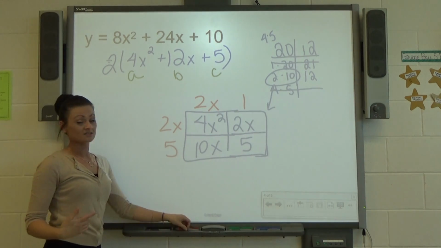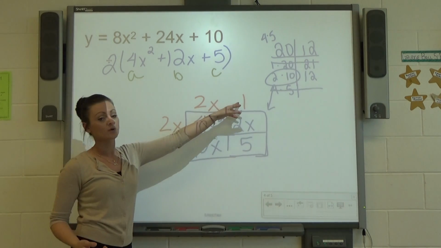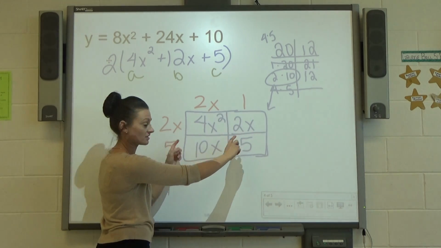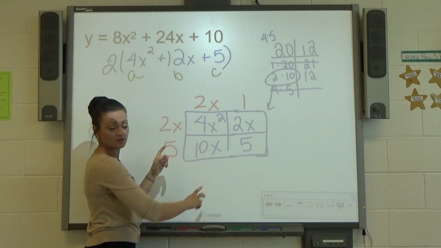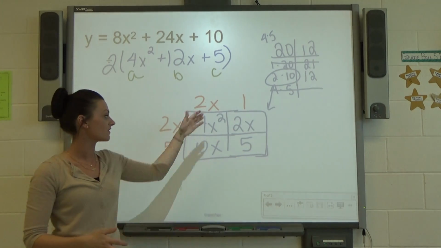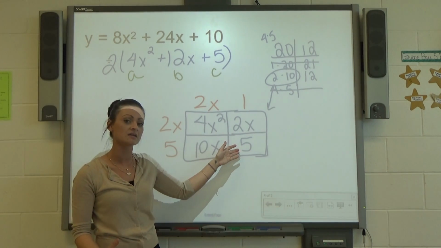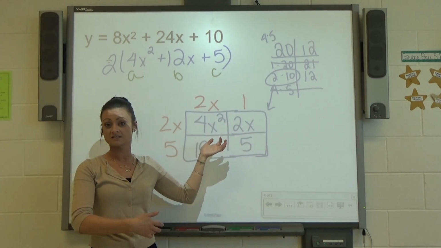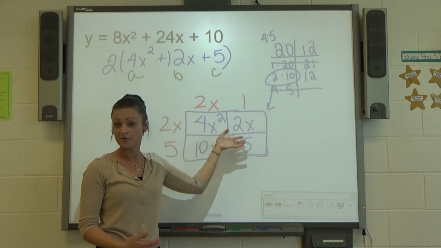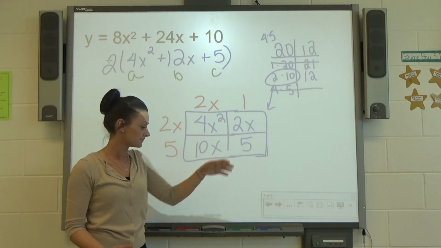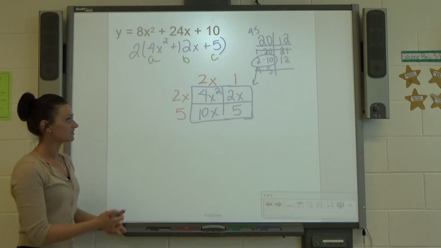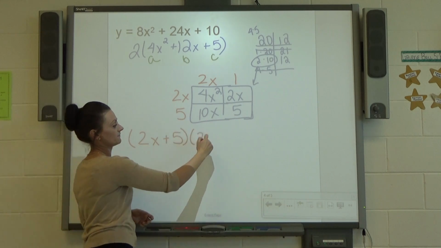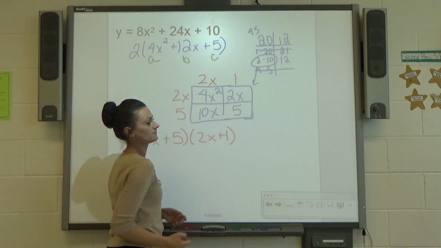Now, if I'm thinking about this in terms of multiplication, the reason I put 1 here is 2x times 1 gets me back to where I started. 5 and 1 get me back to where I started. So if for some reason you find that they have nothing in common, that tells you that you need to use a 1. Or like in our last example, they had nothing in common but they were both negative, then I could take out the negative 1. So for this, my factors are going to be 2x plus 5 and 2x plus 1.